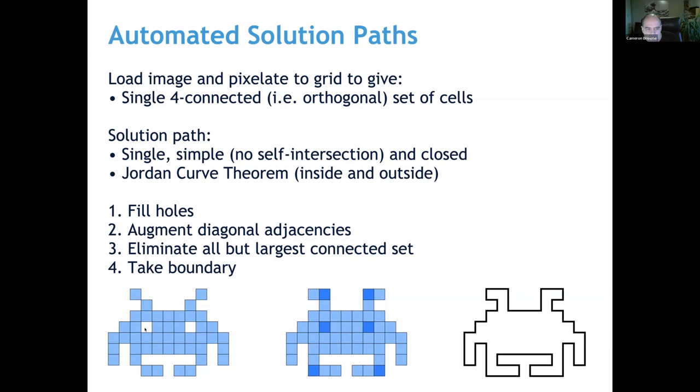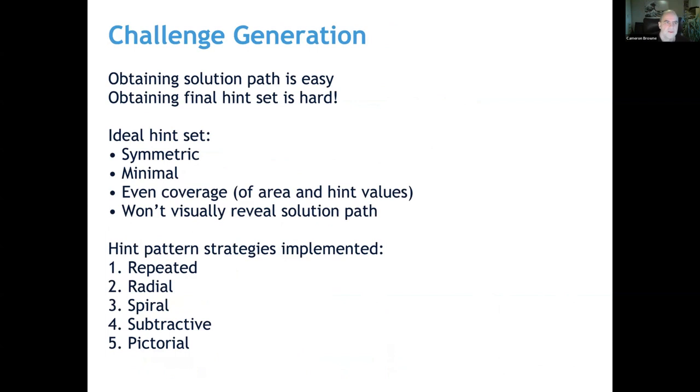We need to fill the holes, so there are no holes in the shape. For any diagonal adjacencies, we need to add cells to make them orthogonal. And then we need to remove any noise. So any other connected sets get removed. And then we take the boundary of this shape, and this is our solution path. So this process is very simple. So obtaining the solution path is easy, but obtaining a suitable hint set is quite difficult.